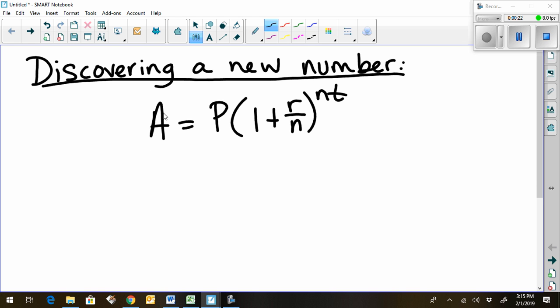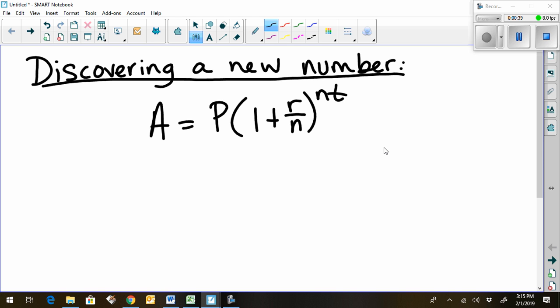Just a reminder, our A is the amount that we end up with. The P is the principal, or our initial investment. Our R is our interest rate written as a decimal. N is the number of times we compound something, and T is our time measured in years.